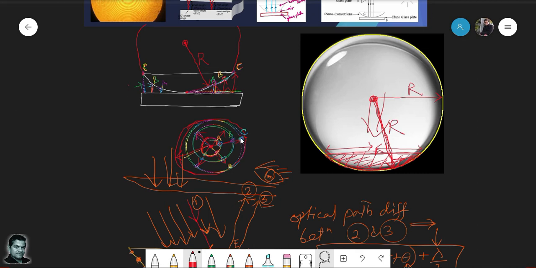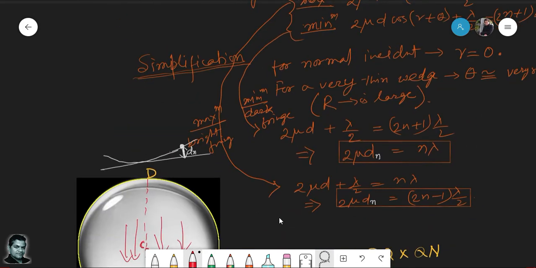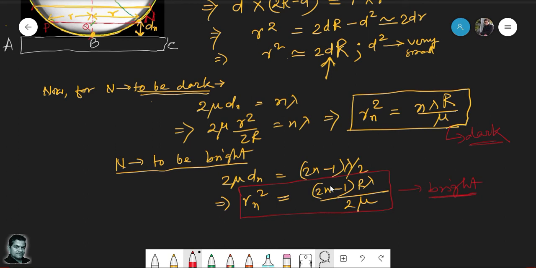Similarly, if this point C is where a dark fringe is appearing, then all the points along this circle will again be dark. That's why Newton's interference patterns are in the form of concentric rings. At the center, that's the smallest ring, where the plano convex lens touches the lower surface. As you go away from the center, the radius increases, and for different radii they would be either bright or dark, bright or dark, and so forth, following these two conditions that we just derived.